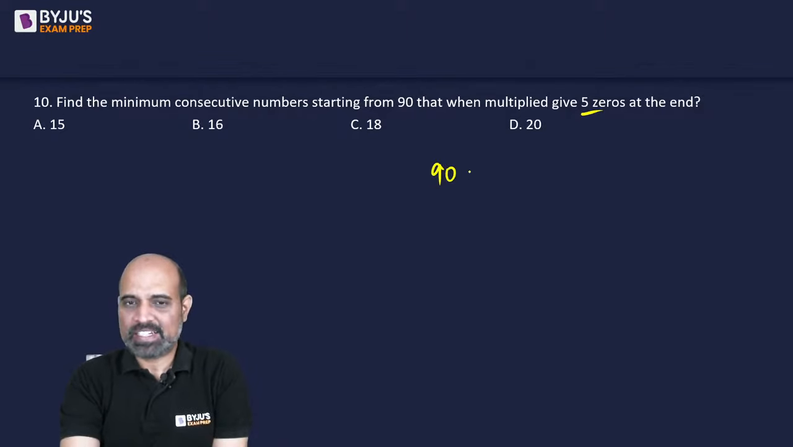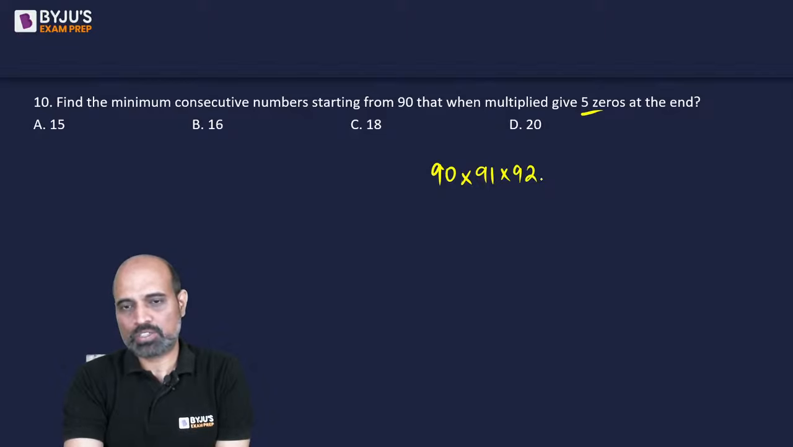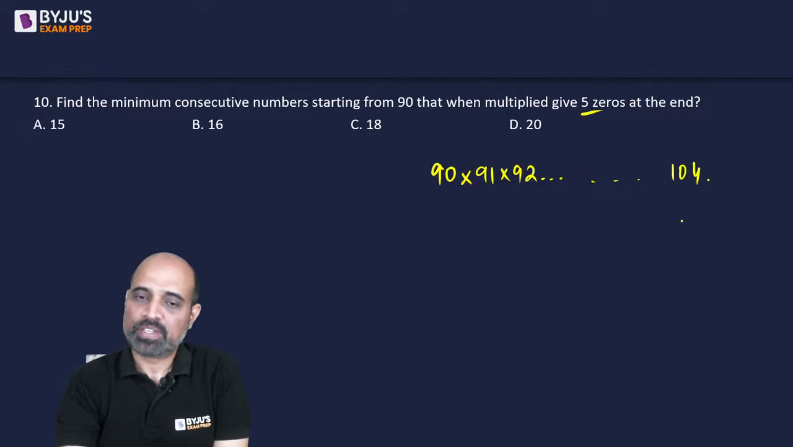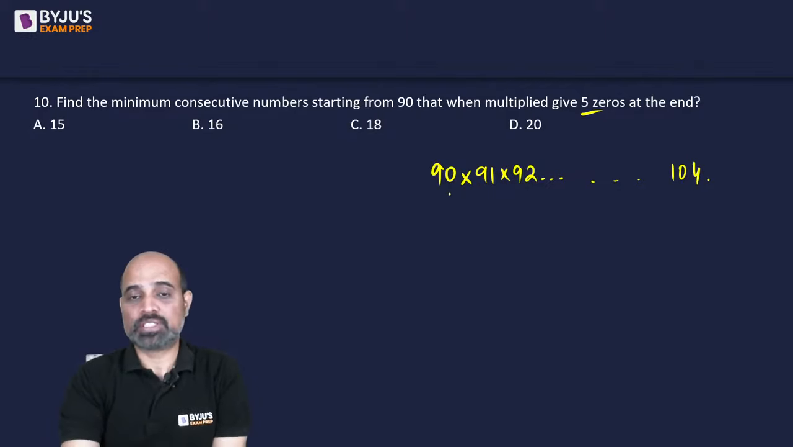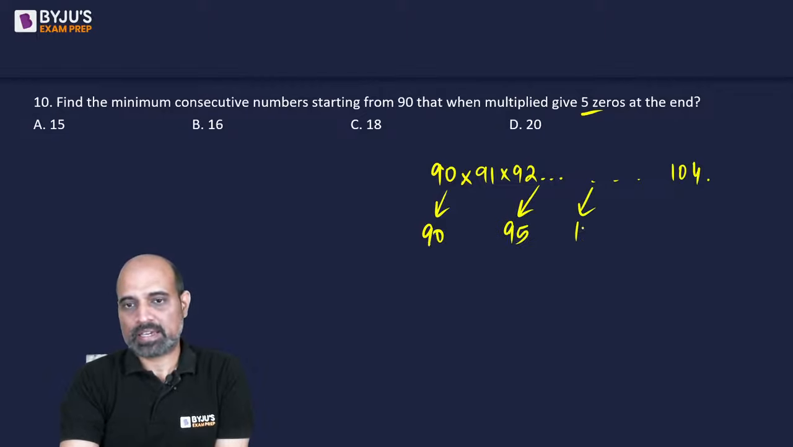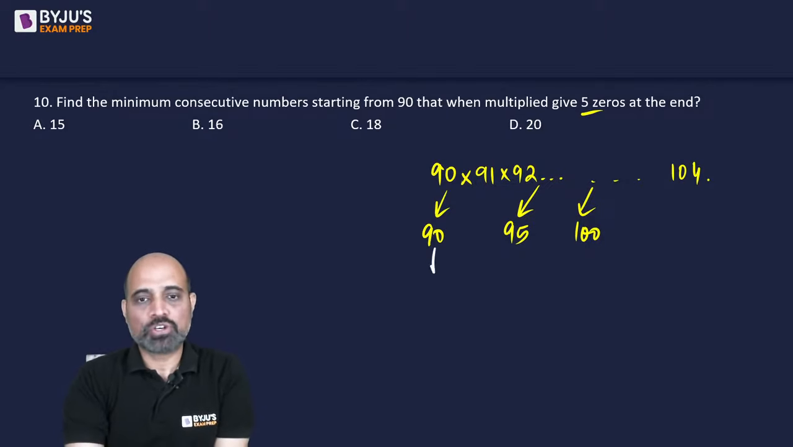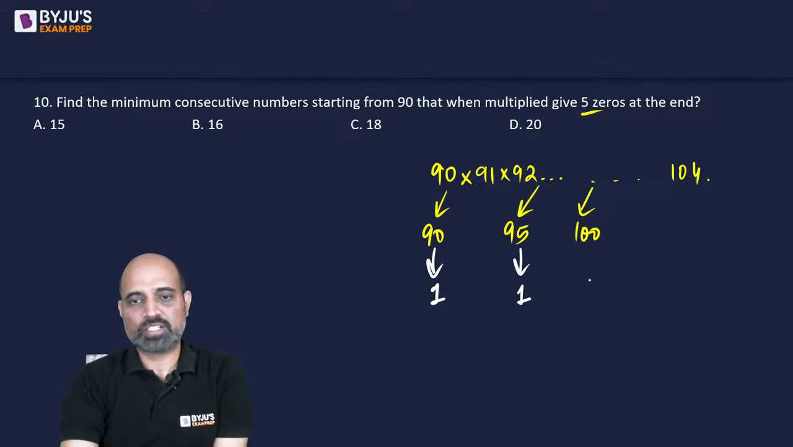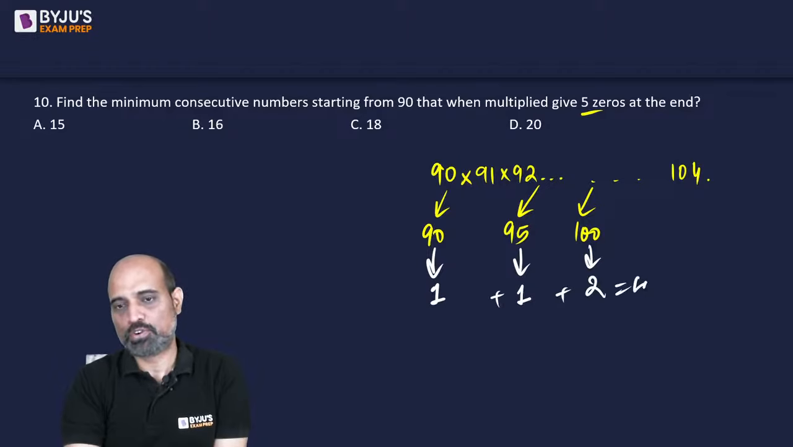So if we start with 90 and write down the product of minimum consecutive numbers, say 15: 90, 91, 92 and so on, it will go up to 50 numbers. It will stop at 104, right? The numbers which will have zeros at the end will be 90, one in 95, and one in the hundreds, and we won't have any more. So 90 is going to have 1, 95 is going to have 1 trailing zero along with the other products, and 100 has 2. So we will have a total of 4 trailing zeros.